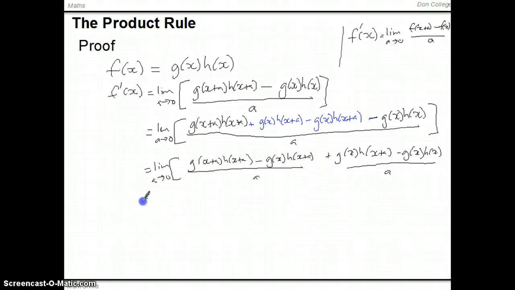And what I'm going to do next is factorise. So I take h of x plus a out of both of these. That leaves me with g of x plus a, see that there? So I take that out. So g of x plus a minus g of x.